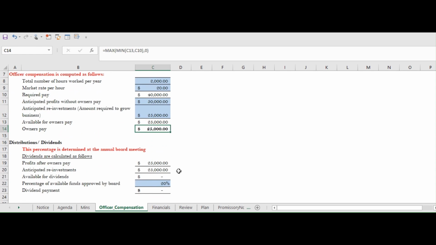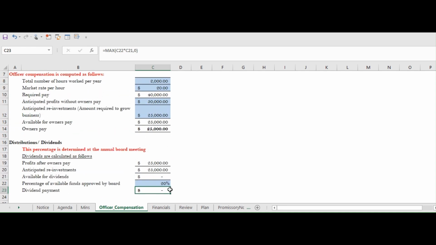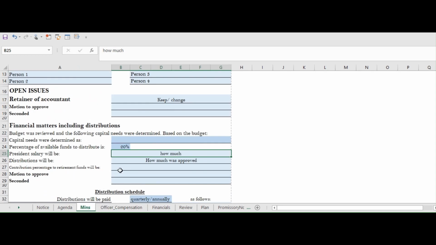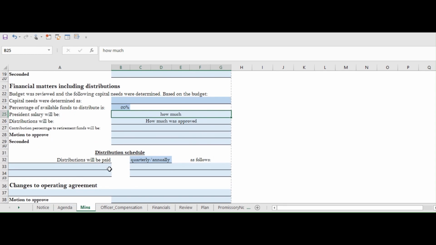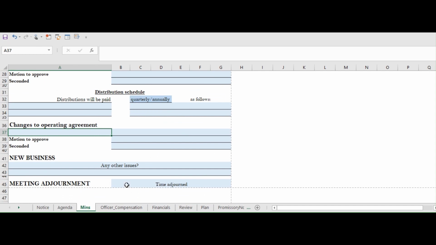Now, since that's the most they can pay, obviously he's not going to get dividends, because you should try not to start taking distributions until you're actually compensating the officer full market rate. That should be done first, at least worth what he's putting into the business. And then you track how you determine compensation, and if there were any distributions because you have excess earnings, how much was approved and what the schedule is, when it will be distributed, any changes to the operating agreement, any new business, and when it was adjourned. So you just keep track of what was talked about in the meeting.